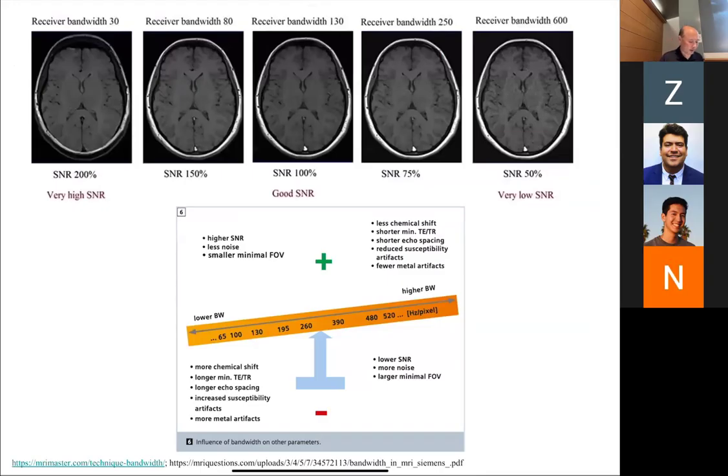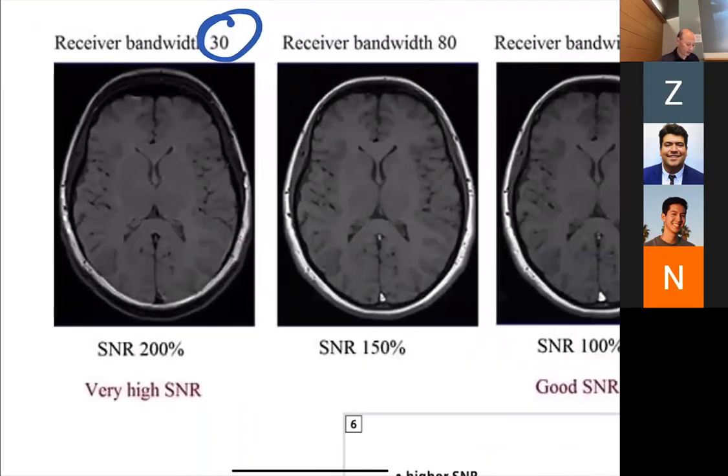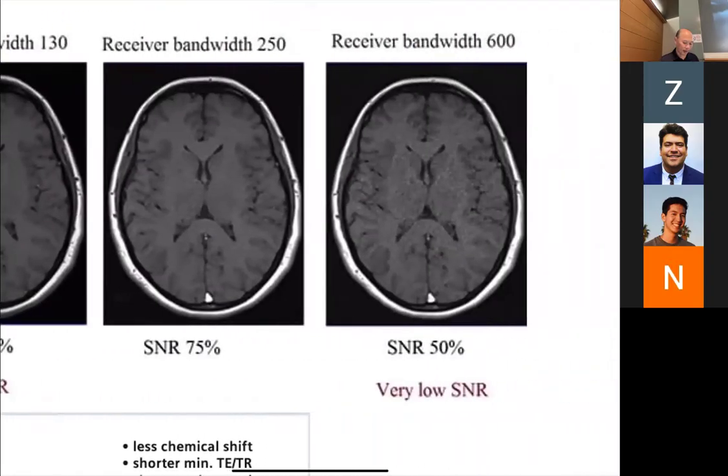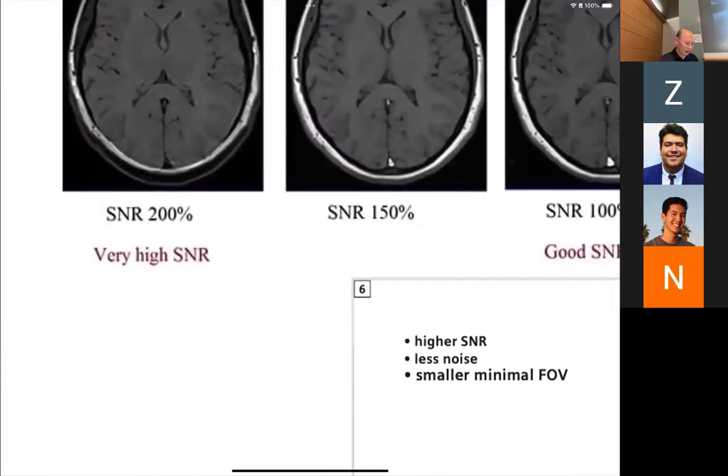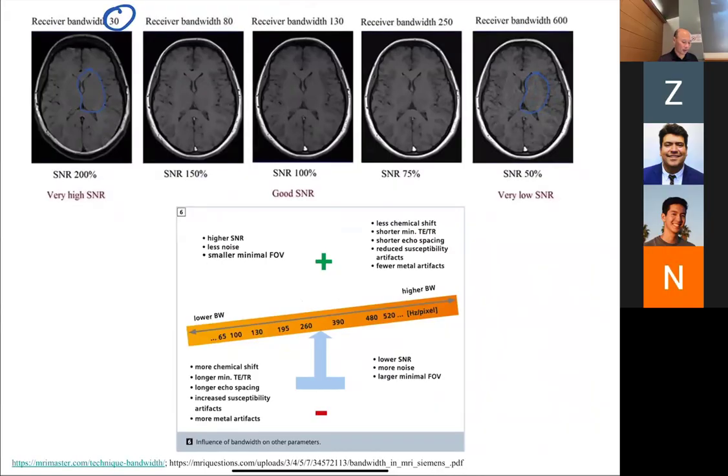And so let's look at the effect of that on the SNR. Here I'm going from a receiver bandwidth of 30 to 600. When you zoom in on these images, I have pretty high SNR with the low bandwidth. As I go to the high bandwidth, you can see how this is a lot grainier. Do you see that? As compared to here, where it's less grainy. So that's the effect on SNR.